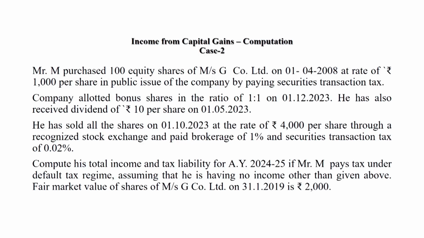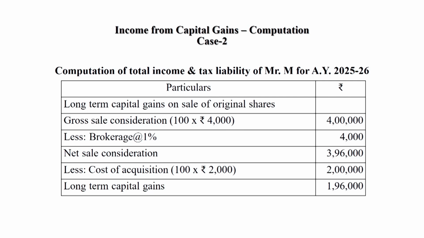I am presenting with the help of this slide the computation of capital gain. Computation of total income and tax liability of Mr. M for the assessment year 25-26. Long-term capital gain on sale of original shares is written. Gross sale consideration: 4,000 into 100, which means 4 lakh, and 1% brokerage is paid. 1% of 4 lakh is 4,000. 4,000 will be deducted out of 4 lakh.